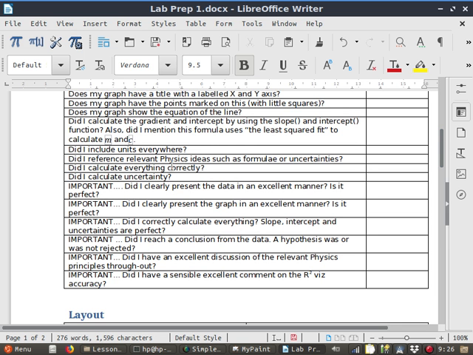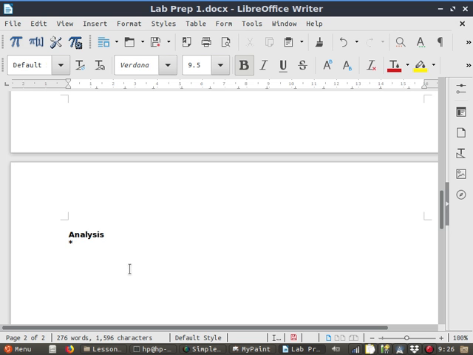So, did I include units everywhere? Did I reference relevant physics ideas such as formulas or uncertainties? Did I calculate everything correctly? Did I calculate uncertainty? Okay, so what do you need? In this section, you need to have the table with the calculations in it. So remember in your spreadsheet, I don't have one, but see this here? You need to put this table into your document, okay? You need to have that.